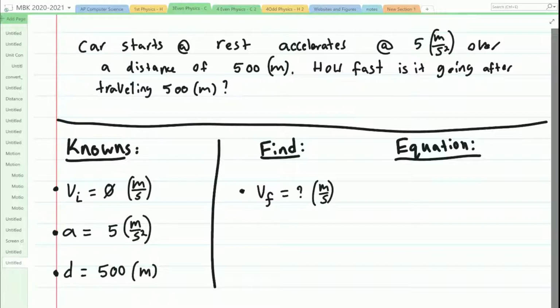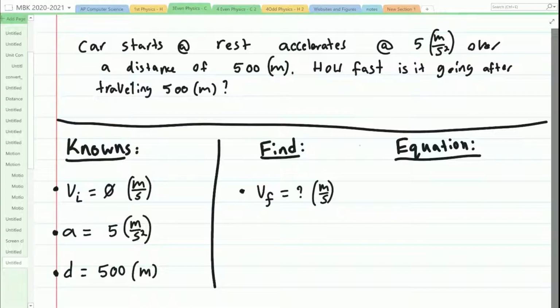Okay, so that's what I like when I came over here to the find part. I forgot that I didn't put this part of the question in. The whole point of the problem is to figure out some value. So it's asking how fast is it going after traveling 500 meters. Cool. And after 500 meters, that's going to be my final velocity. So that's where I got this part.